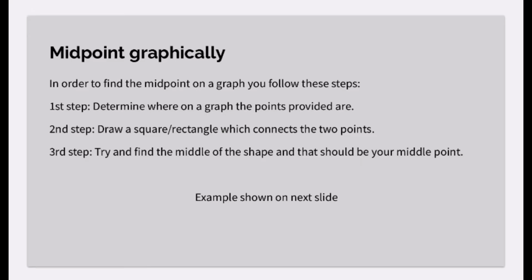In order to find the midpoint on a graph, you have to follow these steps. The first step is to determine where on a graph the points provided are. The second step is to draw a square or a rectangle which connects the 2 points. Then the third step is you try and find the middle of the shape, and that should be your midpoint.